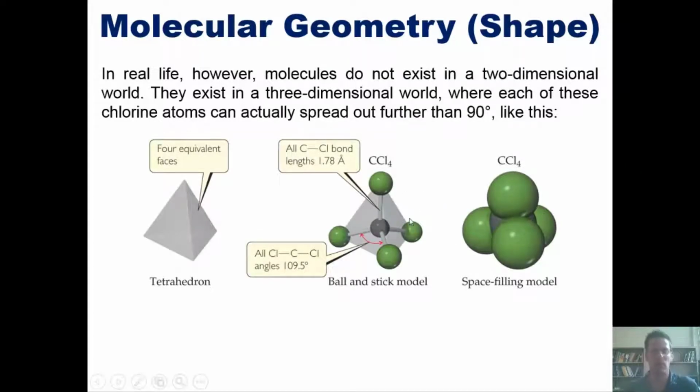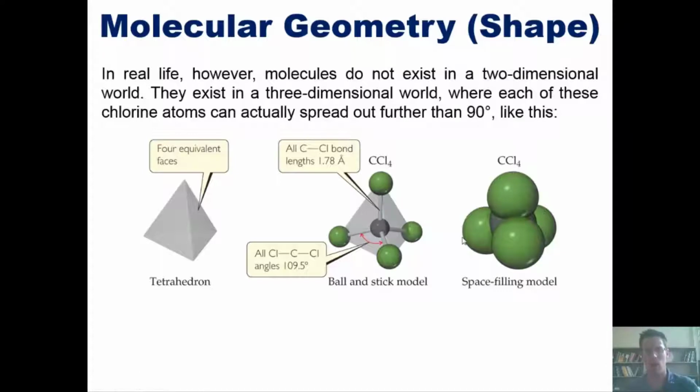Okay, this might be a little bit difficult to see, but what this is trying to do is show you, three-dimensionally speaking, that in real life, carbon tetrachloride has its central carbon atom like this, and each of these chlorines is poking out a little bit further than 90 degrees because it's not flat. They're poking out three-dimensionally, as this model attempts to depict. The angle between each of these groups is 109.5 degrees.